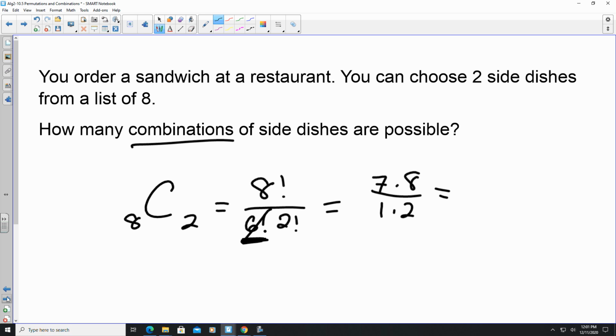So it just allows you to write less if need be. So 7 times 8 is 56. 1 times 2 is 2. And that gets me a result of 28. So that means there's 28 possible outcomes with a combination of 2 side dishes from a list of 8.